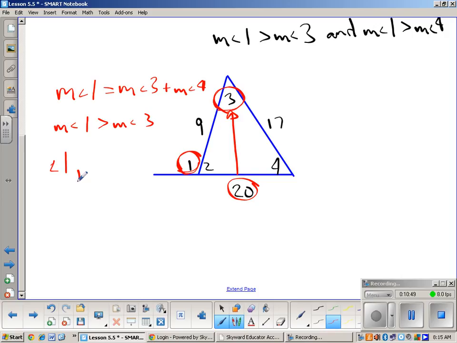What's the next biggest angle? Angle 3. What's the next biggest angle? 4. Well, the next biggest side is 17, so opposite of that is angle 2. And then the next one is angle 4. Okay? All right, any questions on that?